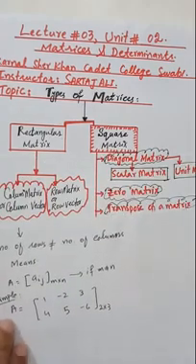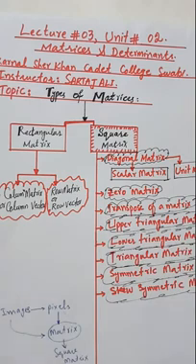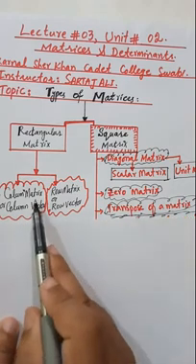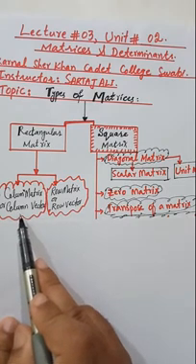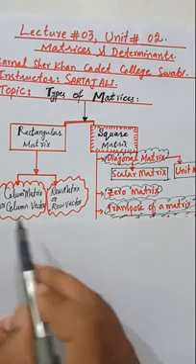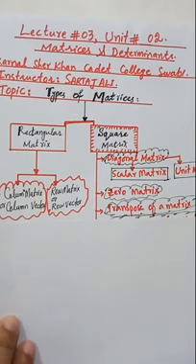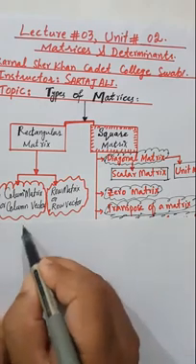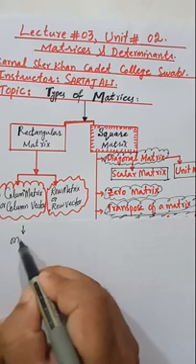Now the types of rectangular matrices. The types of rectangular matrices: column matrix, which is also known as column vector. The definition of the column matrix is a matrix which contains a single column, meaning the elements in that matrix are arranged in a single column. So a matrix in which there is only one column.